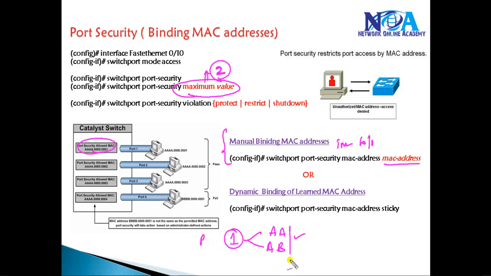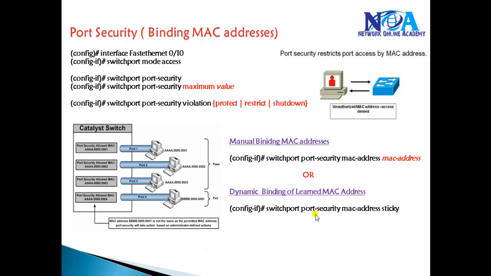And if it learns any other MAC address other than these 2 MAC addresses, let's say a third MAC, XY, in that case it's not going to accept the traffic from this particular port. And as per the default violation rule, if I say shutdown, it is going to simply put the port into error disabled state. Or we can also use a dynamic binding, something called the sticky option.